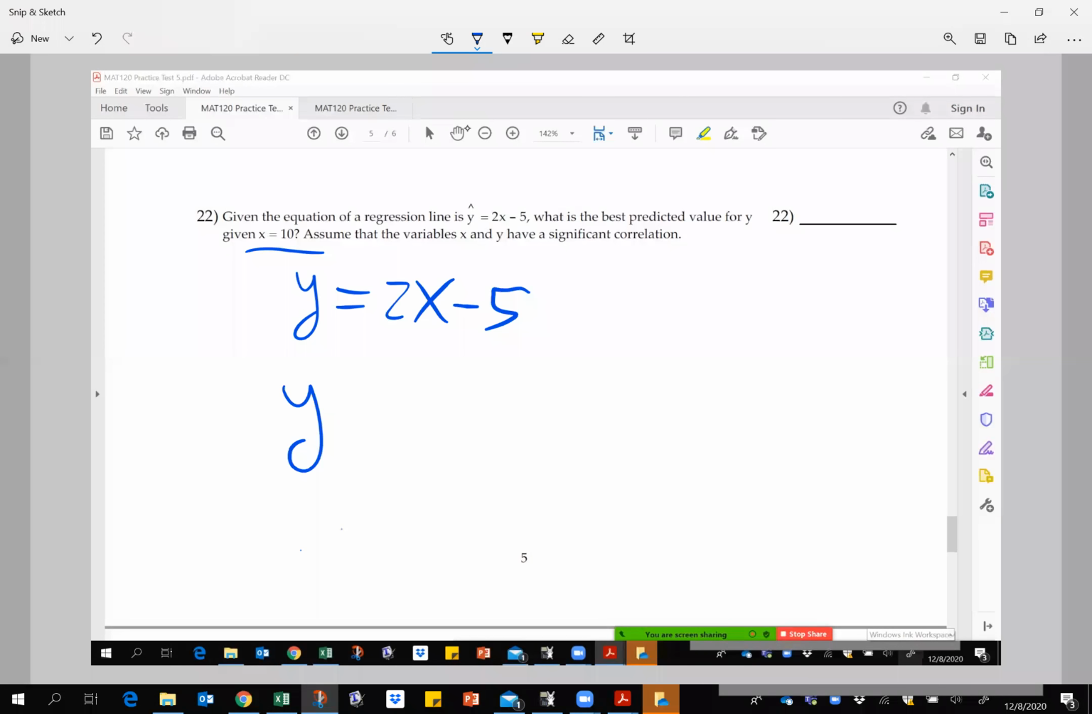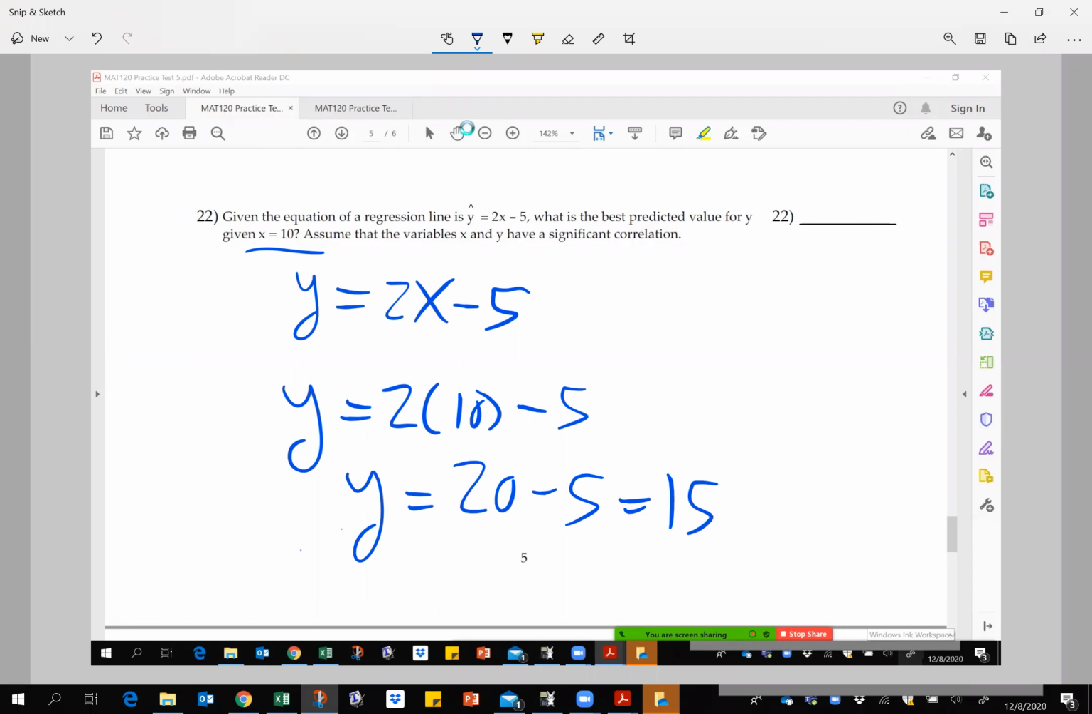So it's going to be 2 times 10 minus 5. Use your good old school order of operations. Multiply first. That's going to be 20 minus 5, which is 15. So when the value for x is 10, the corresponding predicted y value would be 15.